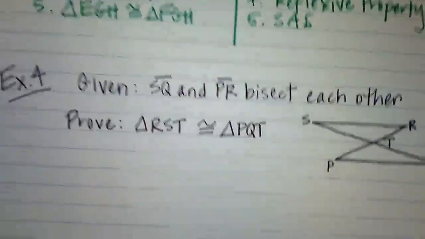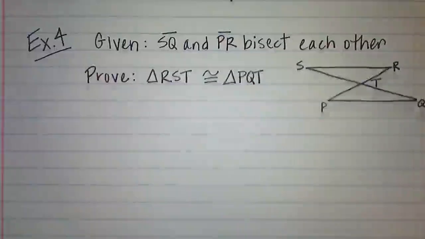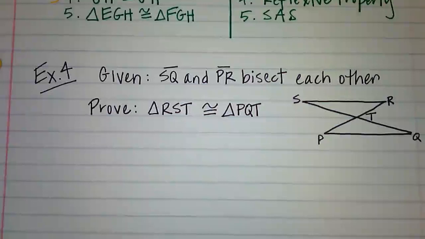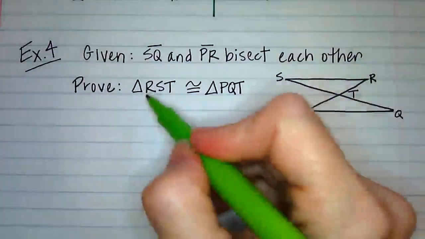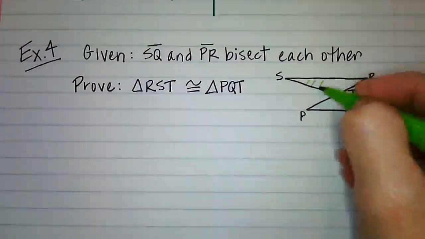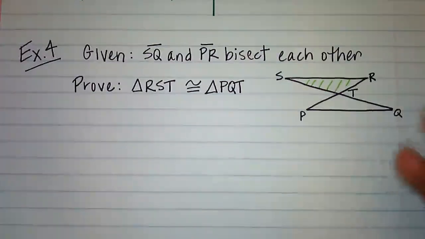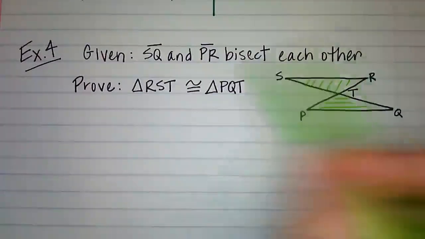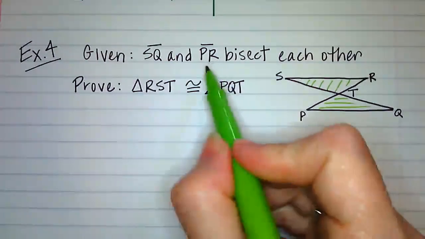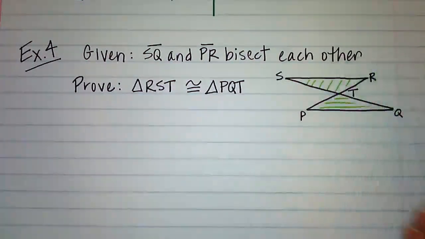All right, one more example. And again, for time, I went ahead and drew it out already. So if you want to pause the video so you can get it copied down and then pick up when you're ready. All right, so on this one, we are trying to prove that RST, which is this triangle right there, is congruent to this triangle down here.